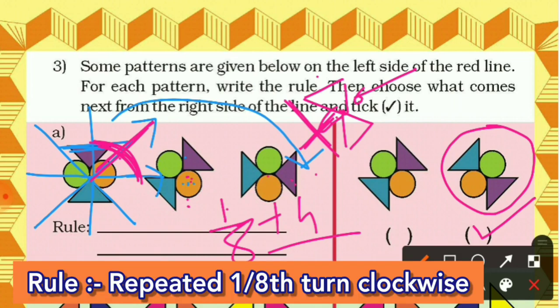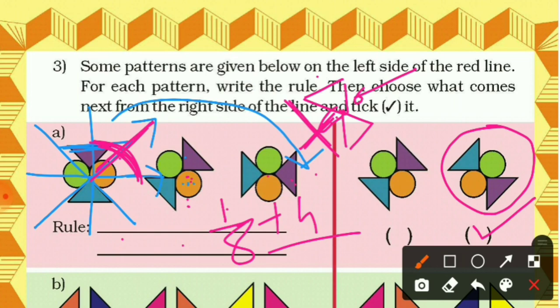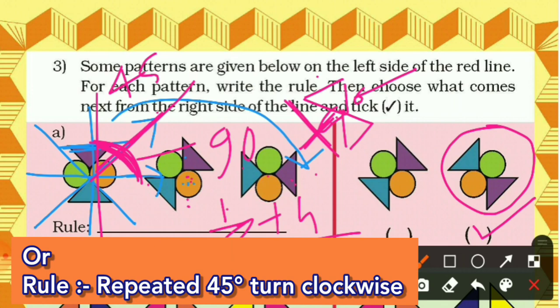I hope you have understood what the turn was. Here we can write the rule. What is the rule? Turning its 1/8 turn and repeating it. We can write it. Now if you want to answer in degrees, you can also give it. How? You can understand that the pink portion that I have colored is its 90 degrees. And 1/8 is just half of 1/4, so 1/4 is 90 degrees, so 1/8 is 45 degrees.